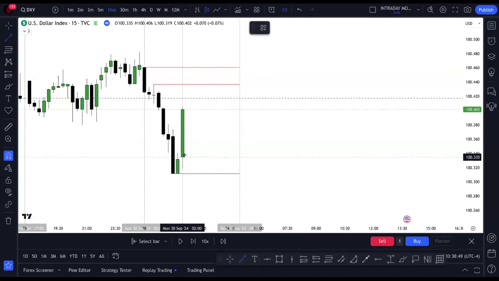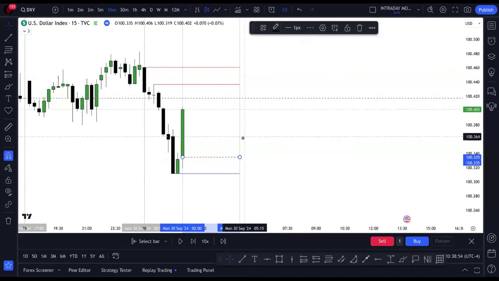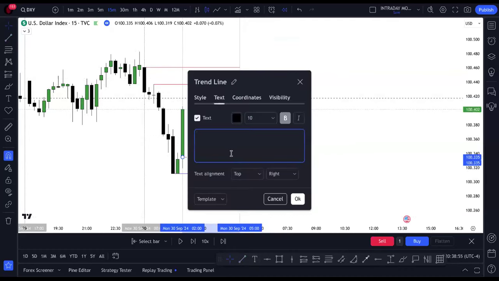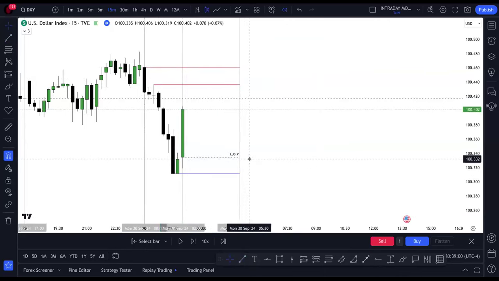Now we have the opening price here of London, 2 a.m. opening price. That's what I'm using, 2 a.m. LOP, London opening price. Now, I'm just going to engage the chat. Anything above this opening price is what? Premium or discount?